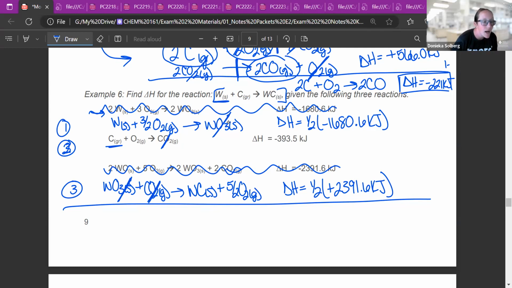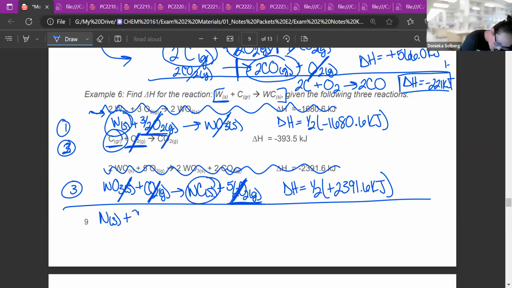All right, I also have oxygen. So notice on the left, I have 1 oxygen here and 3/2 here. So that's like 2.5. And down here, I have 5/2 over here, which is 2.5. So actually, all of these oxygens, left side and right side, are going to cancel out. And all I am left with is this, and this. So the reaction is W solid plus C graphite makes WC solid. Is that my overall reaction? Yes, it matches this. Great.